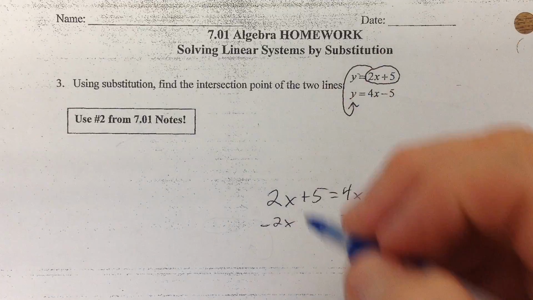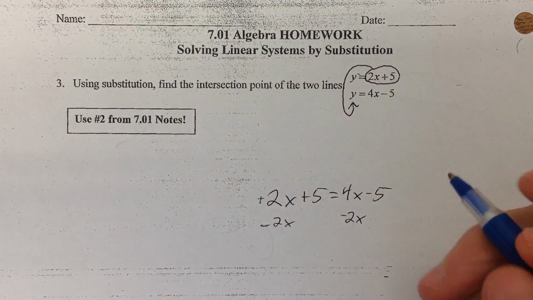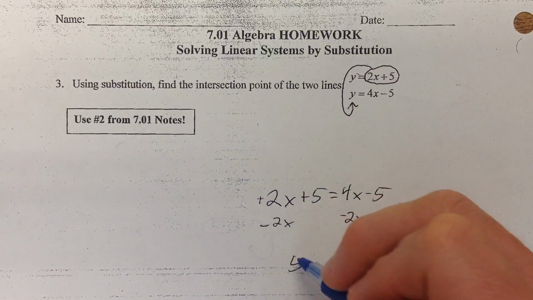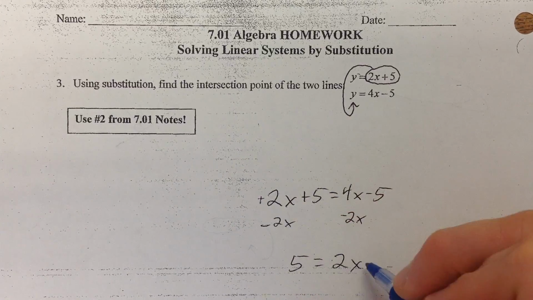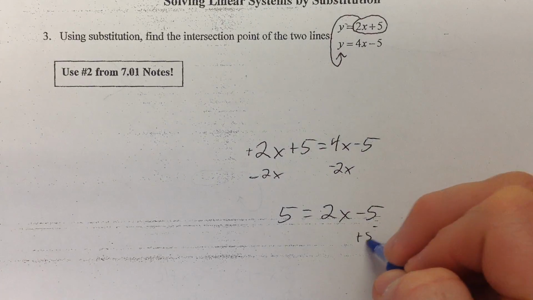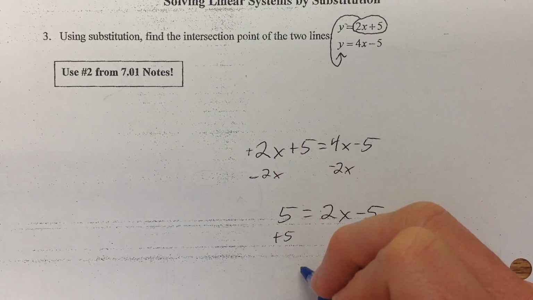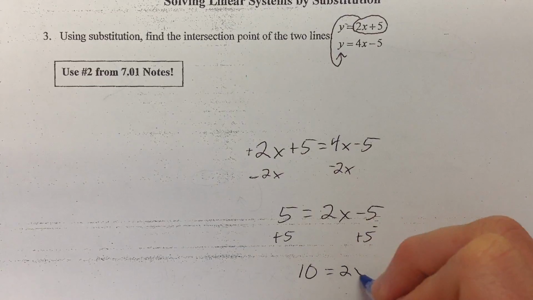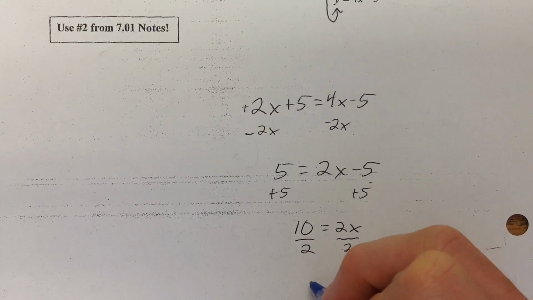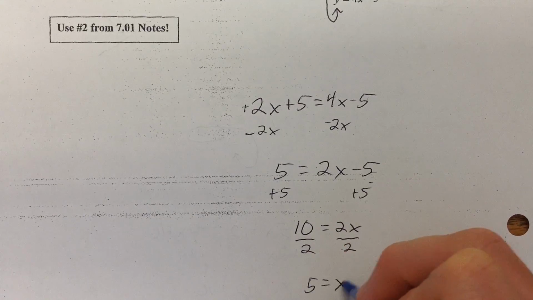Again, I usually like to move the smaller variable because it just means you're less likely to have a negative. This was a positive 2x, so we're subtracting 2x. I get 5 equals 2x minus 5. Add 5 to both sides. I'm going to get 10 equals 2x. I'm going to divide by 2, I'm going to divide by 2, and I'm going to get 5 equals x.